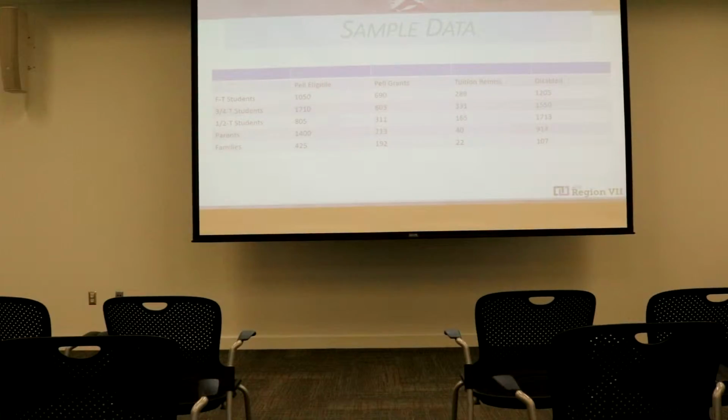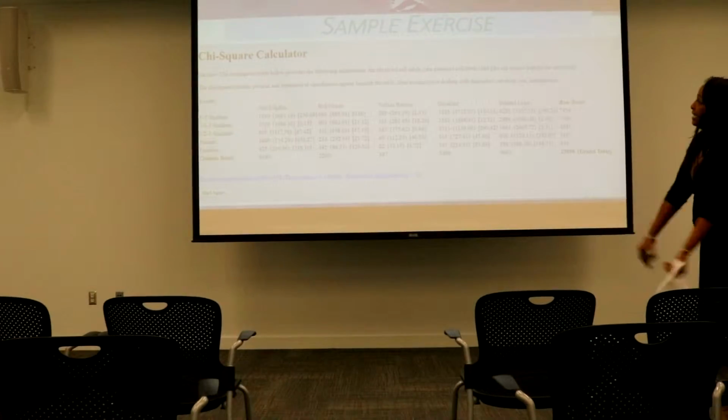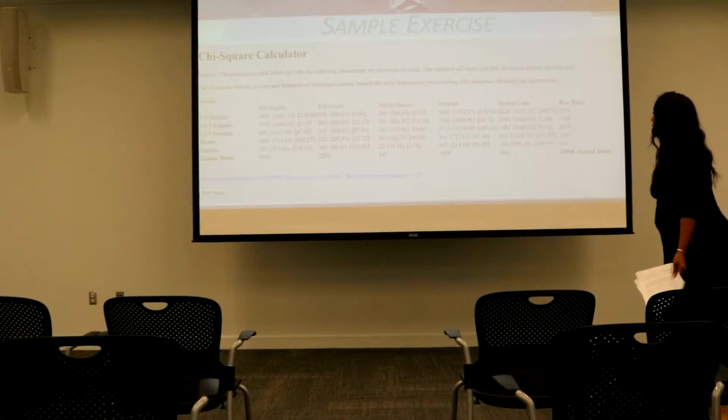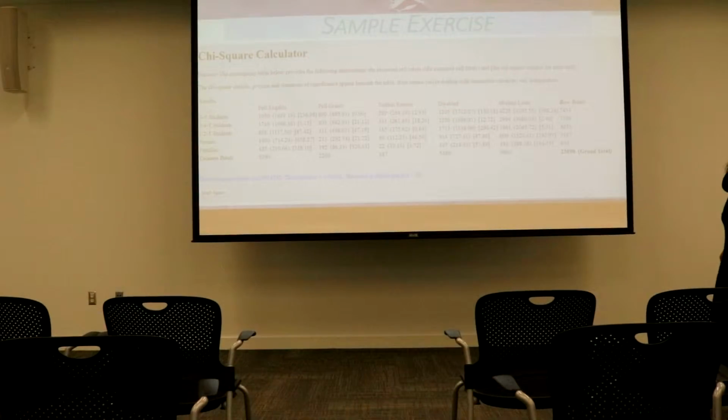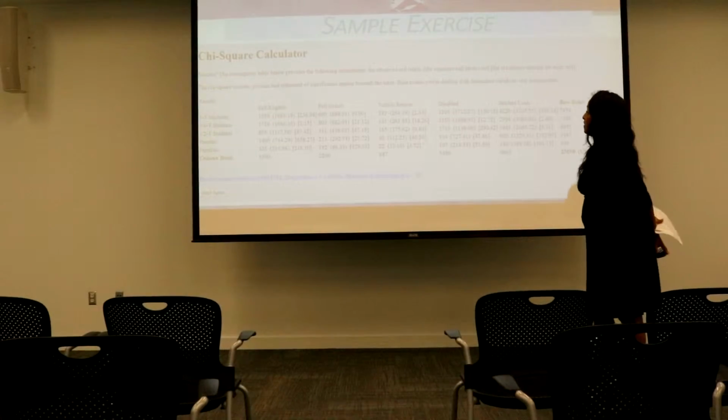for the men to run a sample deck, right? This is how it looks when you run it. So great, success. The contingency table below provides the following information: the observed cell totals and the chi-square statistics for each cell. The chi-square statistic, p-value and statement of the significance appear beneath the table.